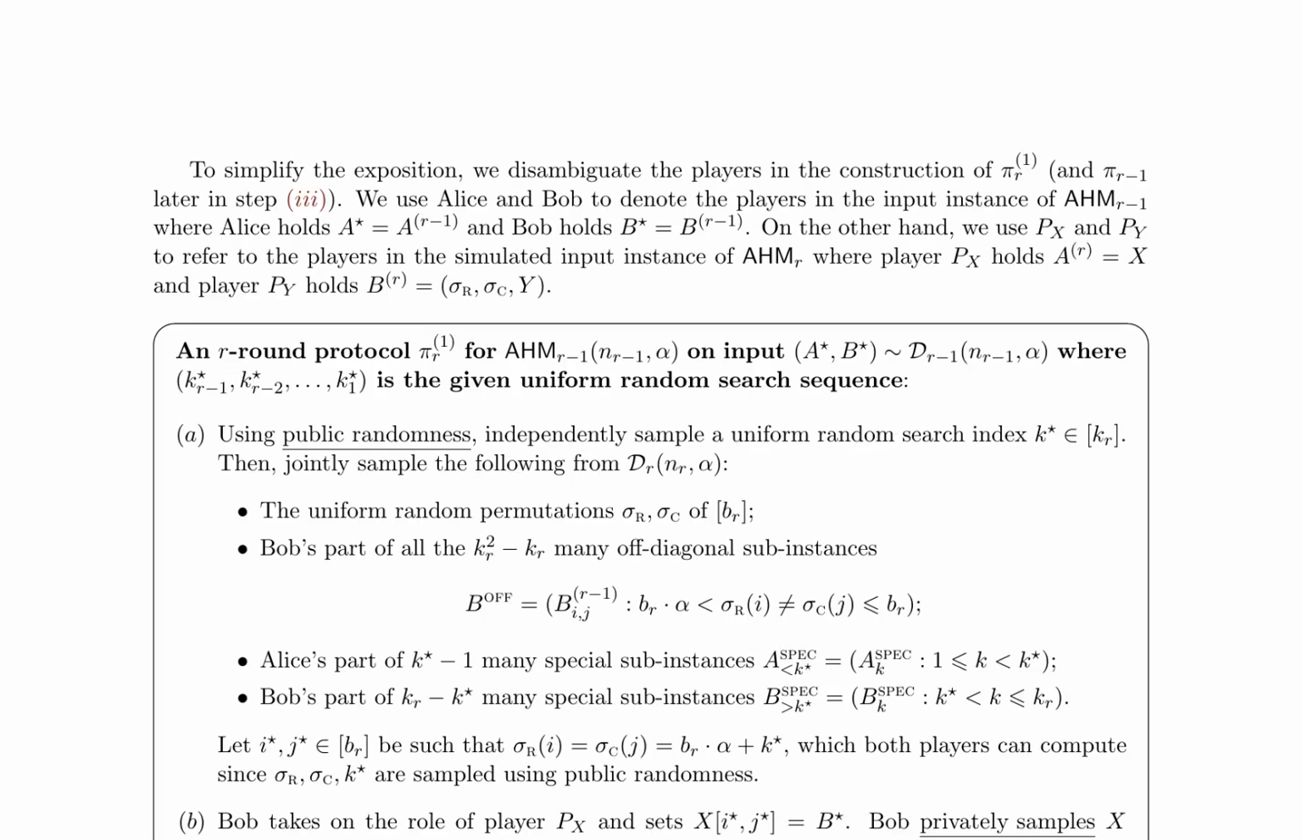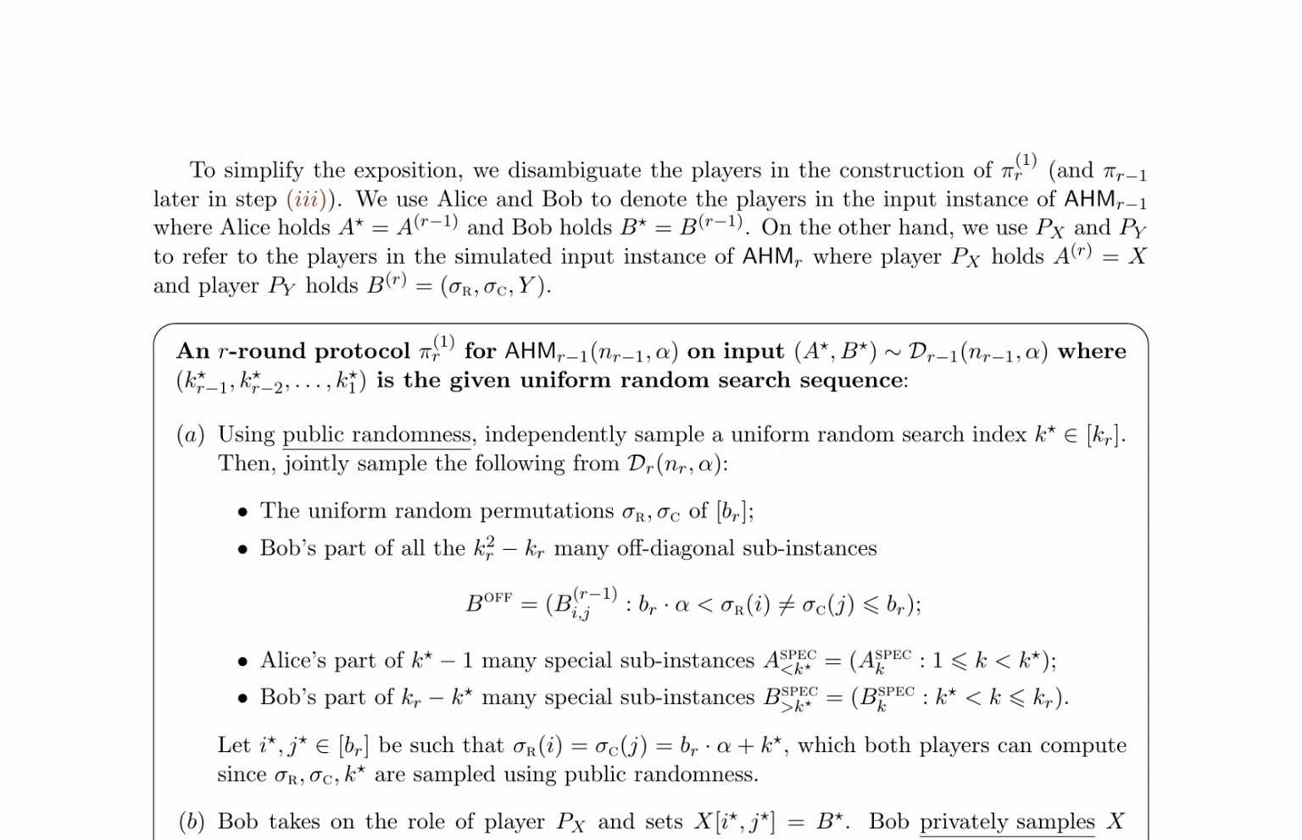In the AHM algorithm, the authors present a simplified version of the protocol pi 1 for the r-th round. This protocol is designed to facilitate understanding of the construction of pi 1 and pi r-1. Alice and Bob are placeholders for the players in the input instance of AHM r-1, where Alice holds A equals A r-1, and Bob holds B equals B r-1. The protocol begins with the sampling of a uniform random search index k-star, an element of k r, using public randomness.